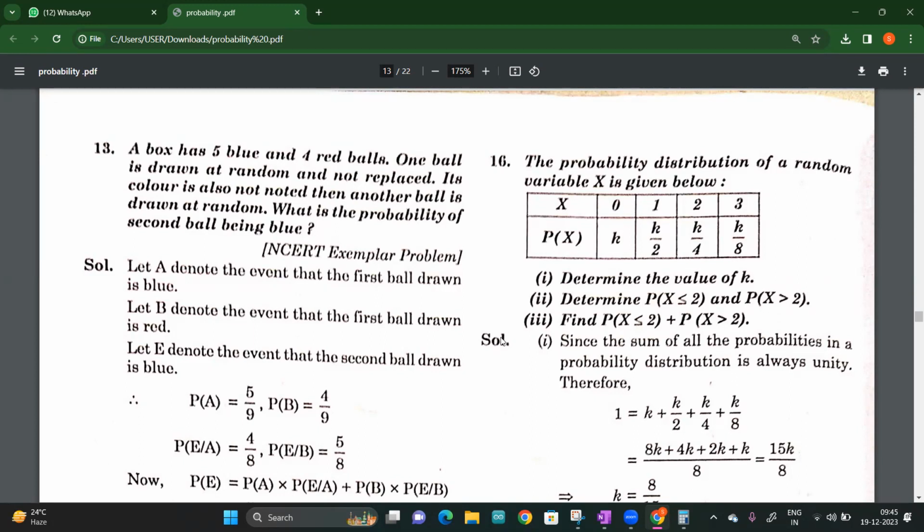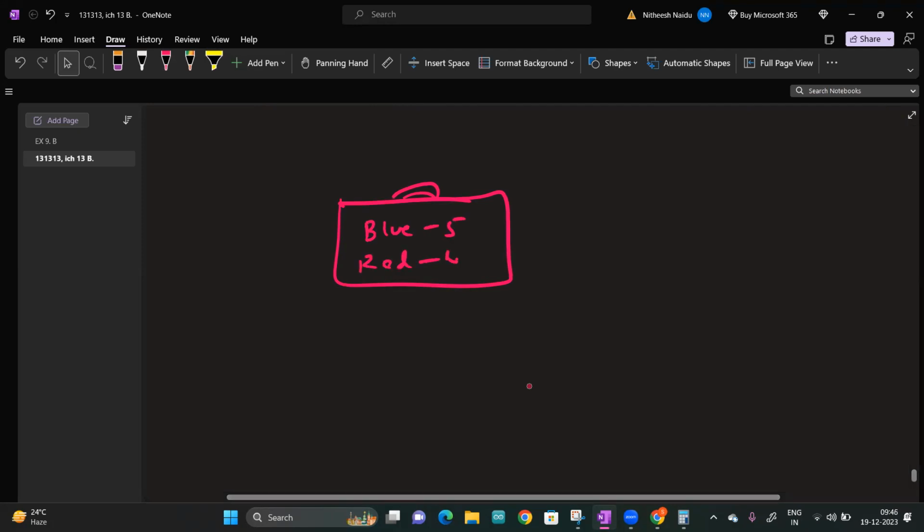Let's do this question. Note the composition of the bag: 5 blue, 4 red. Suppose this is a bag. 5 blue. How many red? 4 red. So the first ball can be any ball.